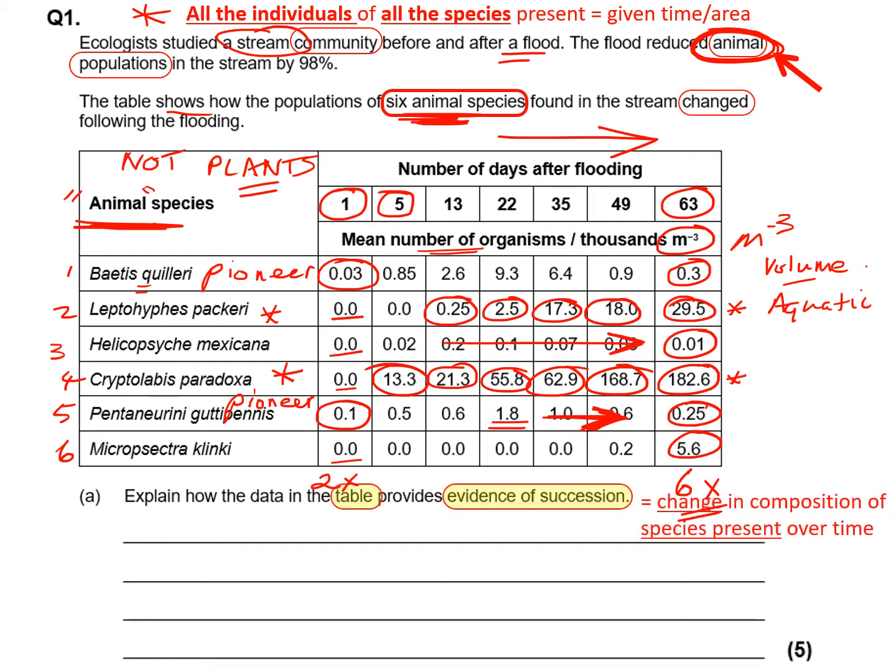Now, where it says succession, I would probably just write down a note to yourself that succession, when you define it, is the change in the number and type of species present over time, or the change in the composition of species present over time in that given area.